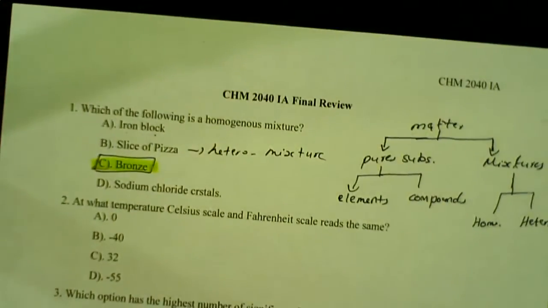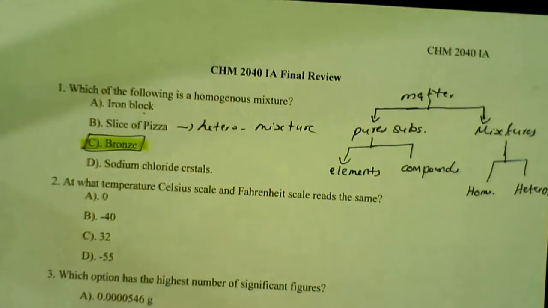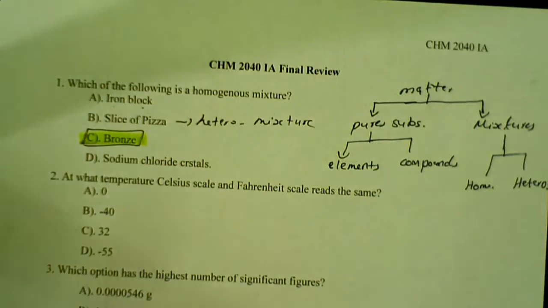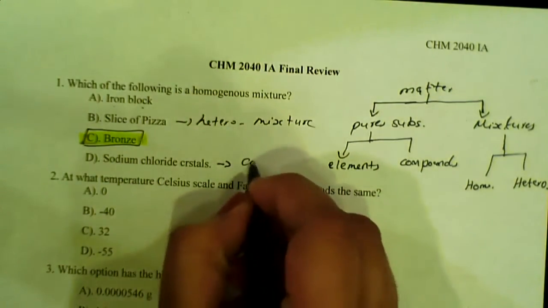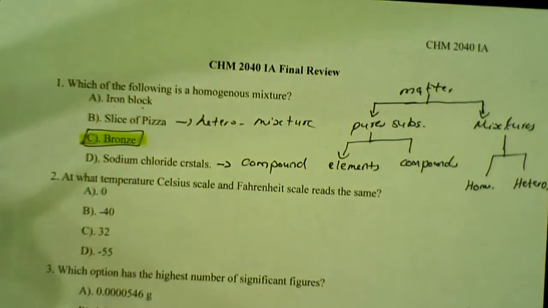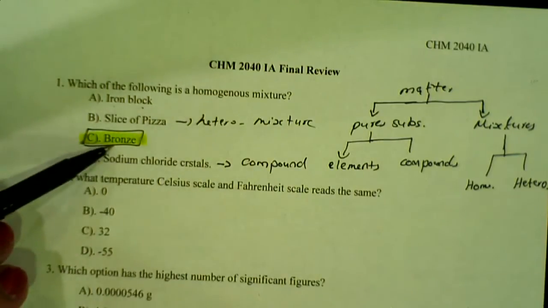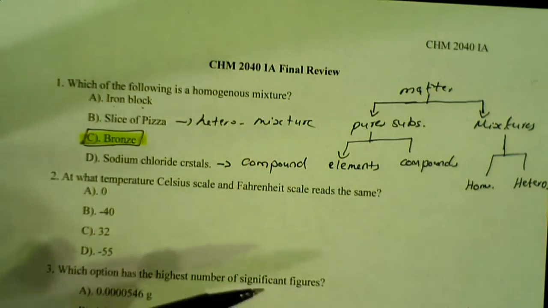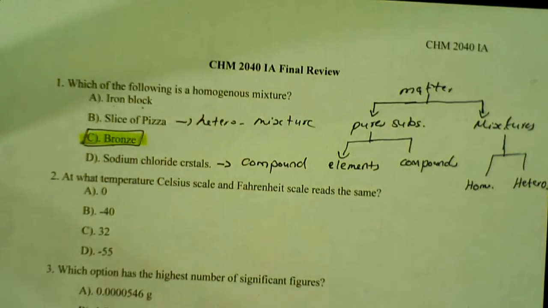And let's look at option D, sodium chloride crystals. Is it just the sodium chloride compound, the molecules of NaCl? So that is going to be a compound. So the first option is an element, the second option is a heterogeneous mixture, the third option is our answer, the homogeneous mixture, and D, sodium chloride, is a pure compound.